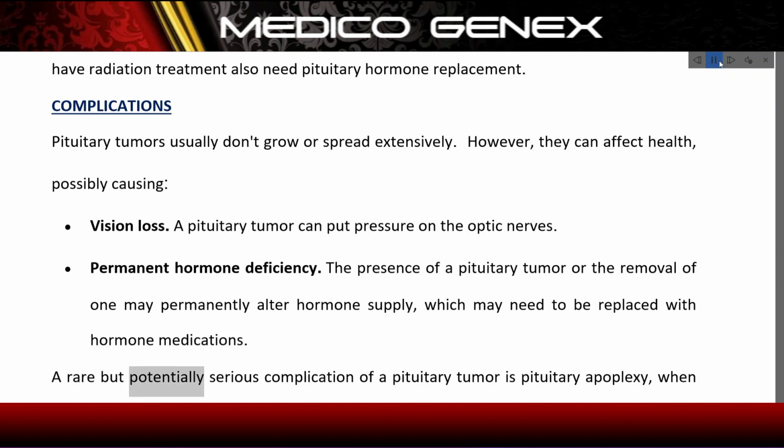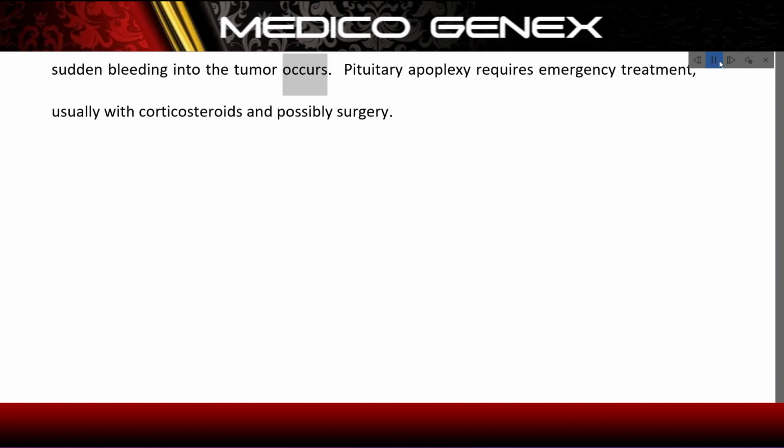A rare but potentially serious complication of a pituitary tumor is pituitary apoplexy, when sudden bleeding into the tumor occurs. Pituitary apoplexy requires emergency treatment, usually with corticosteroids and possibly surgery.